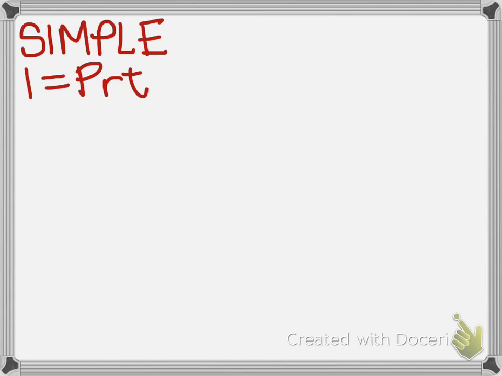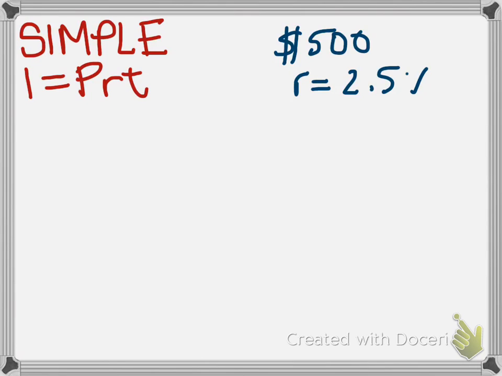So let's say I go to a bank and I borrow $500. And they said there's a simple interest rate of 2.5%. And let's say I don't pay back this loan for 5 years. Okay. So let's first talk about what these things mean in the formula.